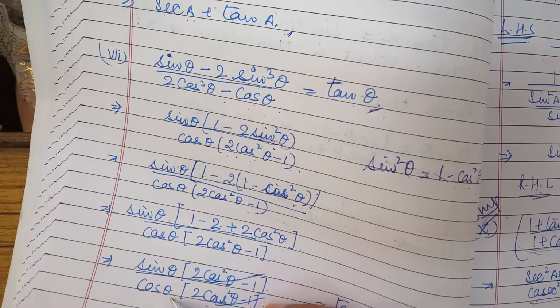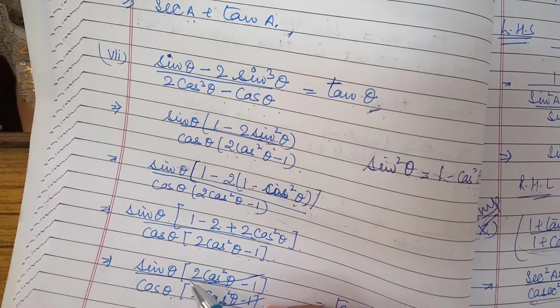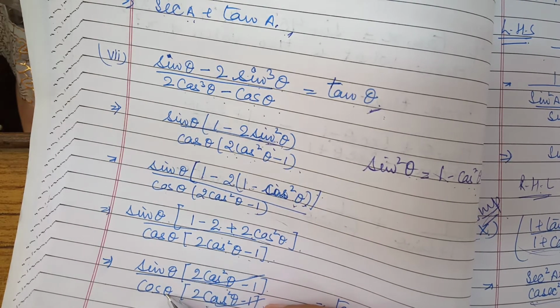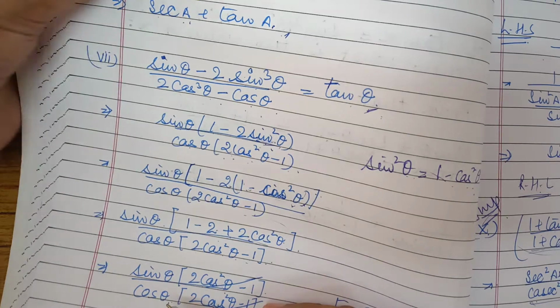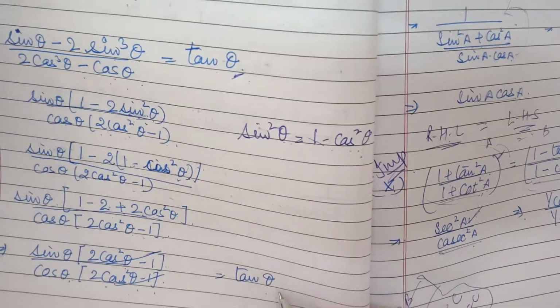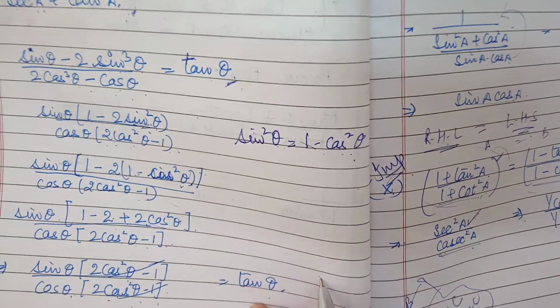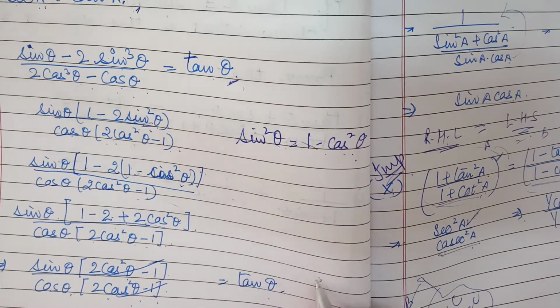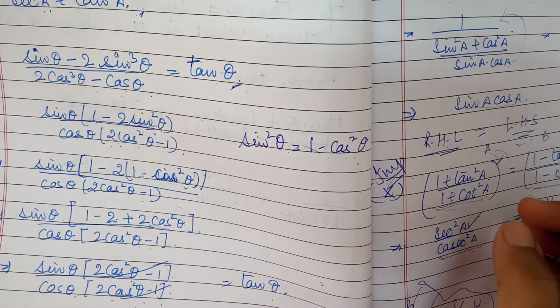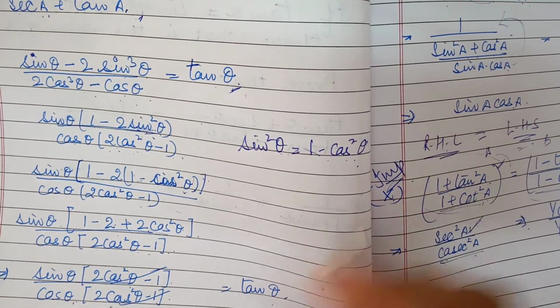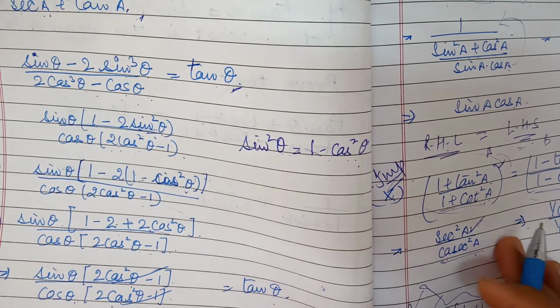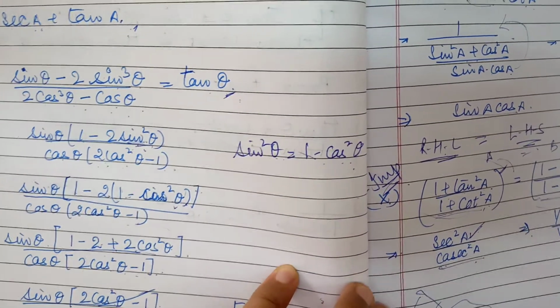So what is left here? Yes, sin theta upon cos theta. Can anybody tell me the formula of sin theta upon cos theta? Yes, this is equal to tan theta. So we get the same result, tan theta on both sides. So it means that we get the answer. This is the proof of this question. Let me start with the next question.